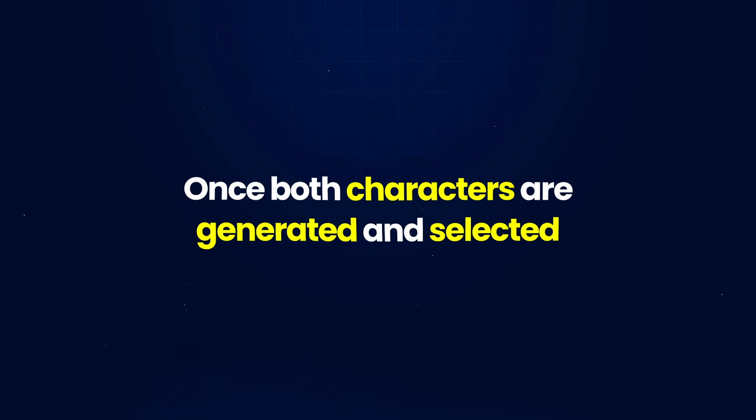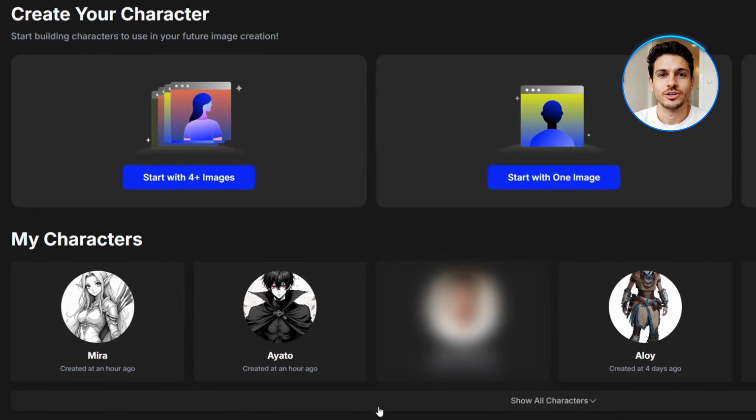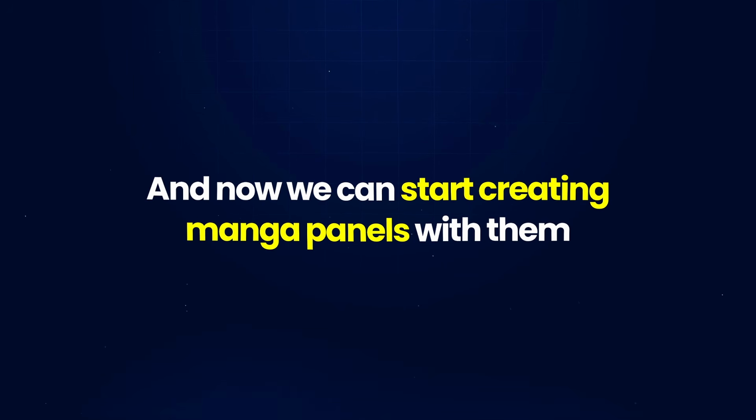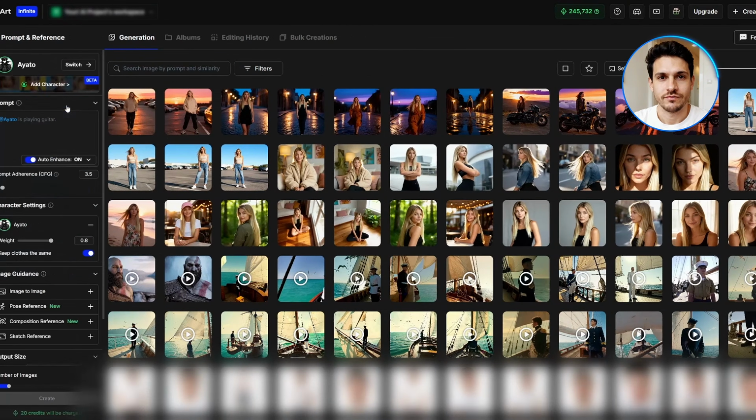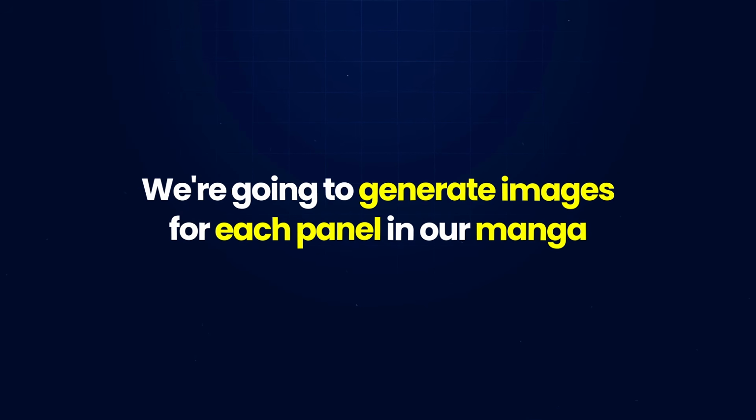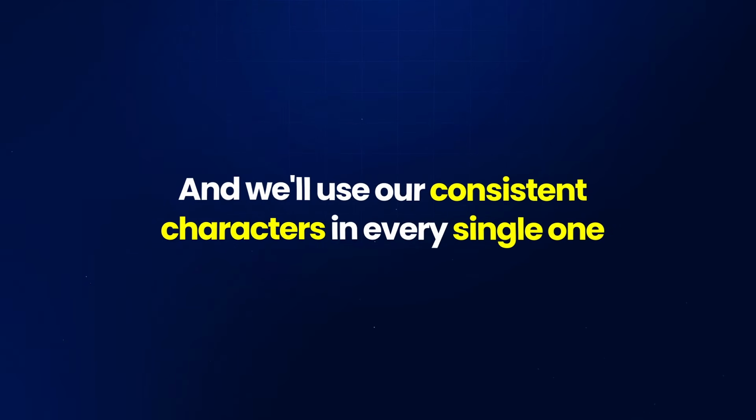Once both characters are generated and selected, you'll see them in your character library, and now we can start creating manga panels with them. Now, click on Ayato. This opens up the image generation workflow. We're going to generate images for each panel in our manga, and we'll use our consistent characters in every single one. Let's start with panel 1, where Ayato is crouched on the rooftop.